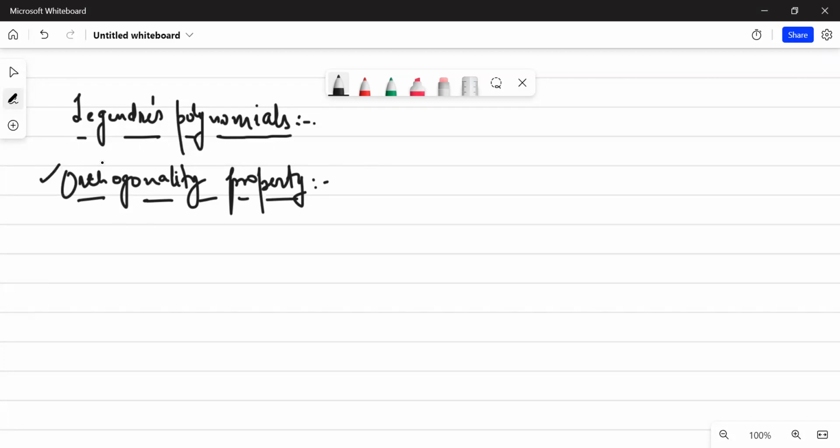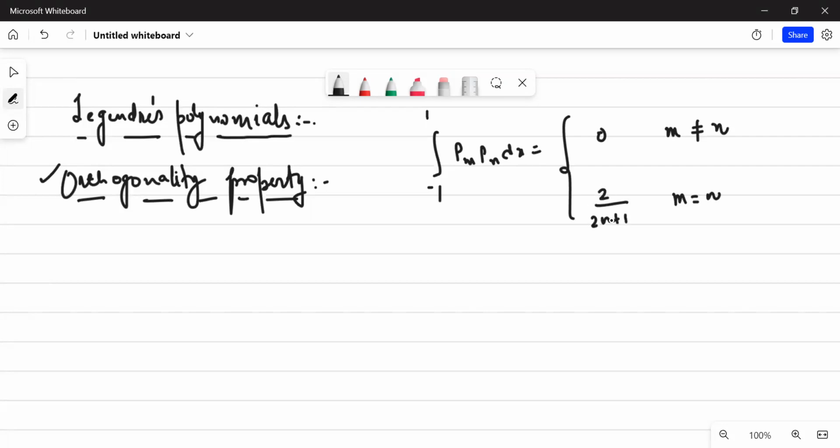One of the results we've already derived: from -1 to 1, the integral of Pm(x) Pn(x) dx is equal to 0 if m is not equal to n, and if m equals n, then this result is 2 upon 2n plus 1. In other words, I can write it as 2 upon 2n plus 1 times the Kronecker delta mn. This is the orthogonality relation of Legendre's polynomial.